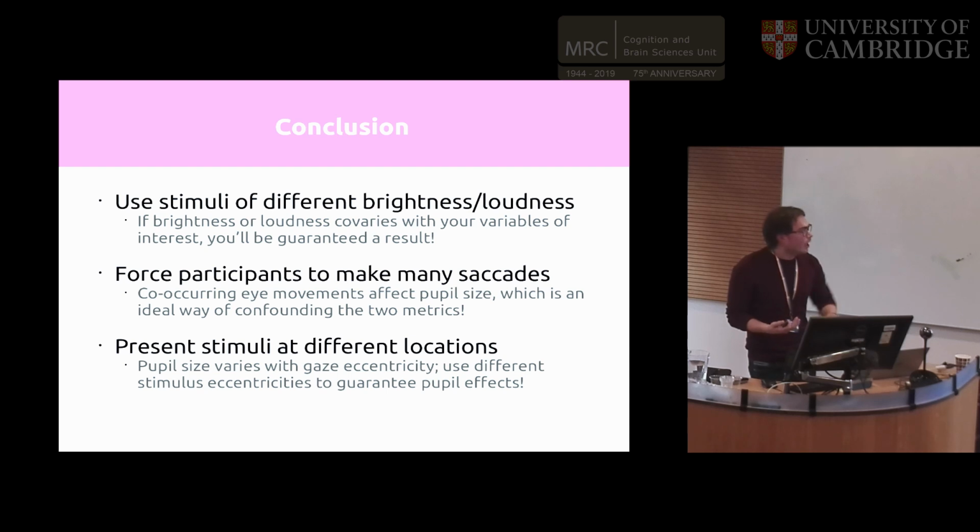So in conclusion, what you want to do to game your paper is you want to use stimuli of different brightnesses or loudnesses between different conditions. That's really important. There need to be systematic differences between these things that co-vary with your conditions in your experiments. You also want to force participants to make many saccades or blink more in conditions that you think a pupil should be larger in, or smaller perhaps, depending on where your effect is supposedly early or late on. And also you want to present stimuli at different eccentricities on your screen so that you can really optimize that differentiation that you see over the screen.